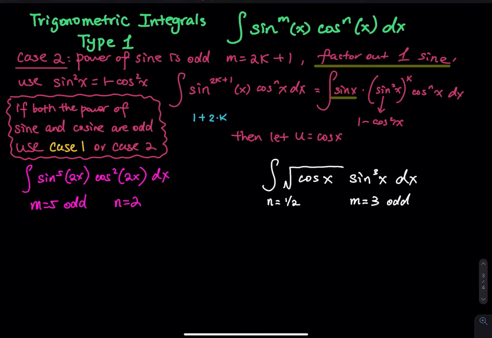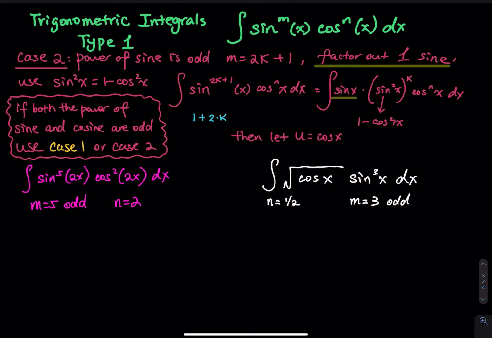In this video, we will discuss the first type of trigonometric integral. The first type refers to sine raised to some power, cosine raised to some power, dx. This video is for case 2. Case 2 is when the power of sine is odd.